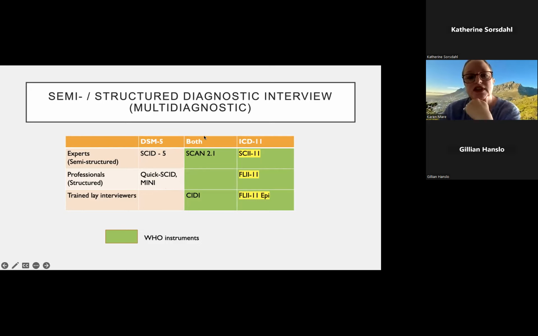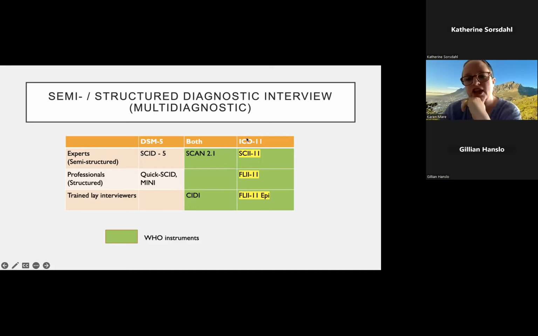Then the older instruments that actually cover both of these systems are the SCAN, the Schedules for Clinical Assessment in Neuropsychiatry, and the CIDI, which is the Composite International Diagnostic Interview. So the opinion on the SCAN that I've heard from people is that it's a very complex system and requires a lot of reading, and also requires experts, so it's really not used a lot. And the CIDI was used extensively in world mental health surveys, but as of today, the CIDI has not been updated for ICD-11, so it still yields ICD-10 diagnoses.